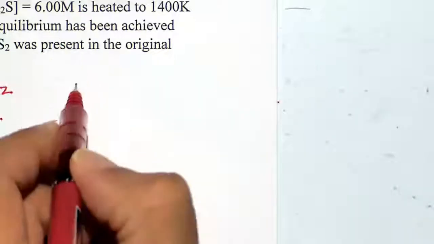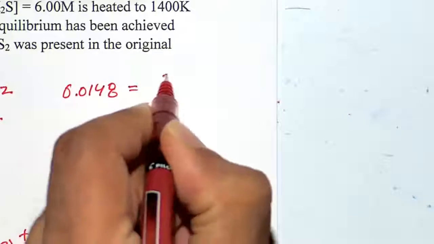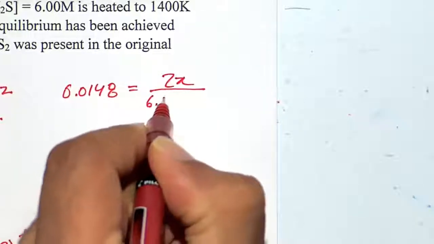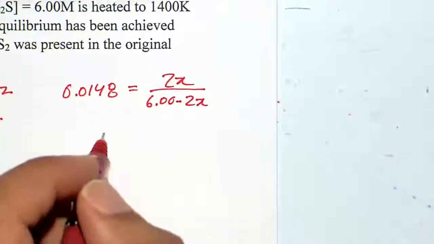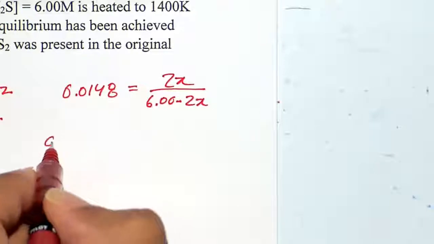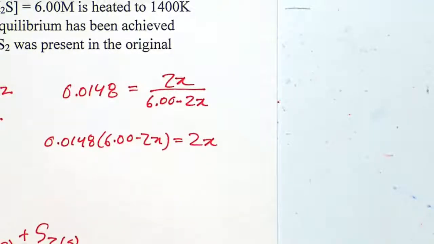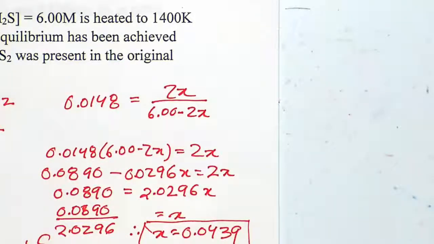The square root of 2.2 times 10 to the minus 4 is 0.0148, and that has to equal 2x divided by 6 minus 2x. So I will isolate the x term by multiplying both sides of the equation by 6 minus 2x. I will distribute this and then isolate my x term. So solving for x, I get the change of x to equal 0.0439.